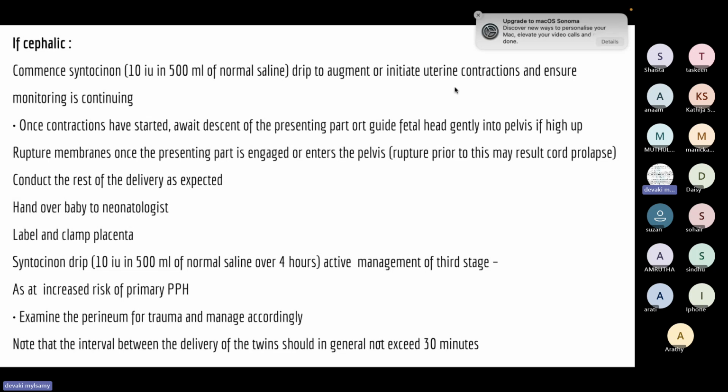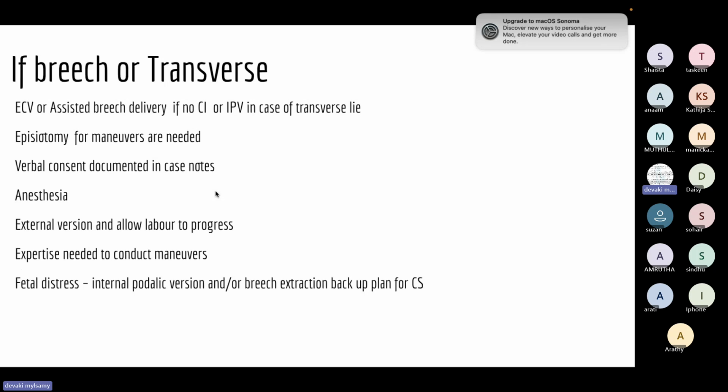So these are most of the points you mentioned here: handing over of the baby to the neonatologist and labeling twin 1, twin 2, including cord clamping, you have to mention. These are the points which you had missed out. Also, not to rupture membranes, you have to say, because if the head has not been fixed properly, then before fixation or engagement of the head, rupture of the membrane will lead to cord prolapse.